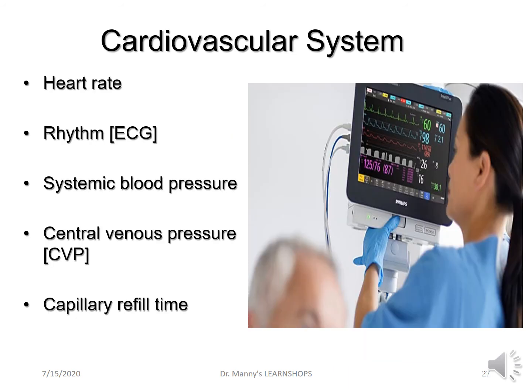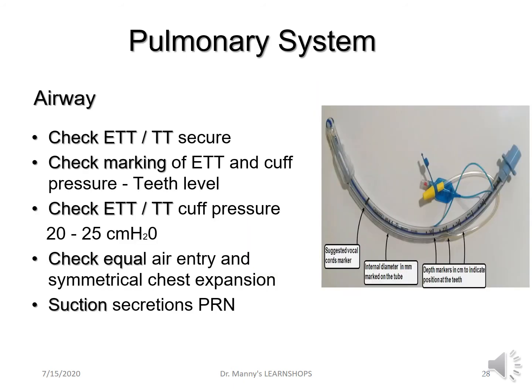The cardiovascular system, you'll observe their heart rate, their systolic blood pressure, their rhythm such as the ECG, the central venous pressure or the capillary refill time. From a pulmonary perspective, it's always important to check the endotracheal tube or tracheostomy tube is secure. Marking of the endotracheal tube and cuff, typically at the level of the teeth.